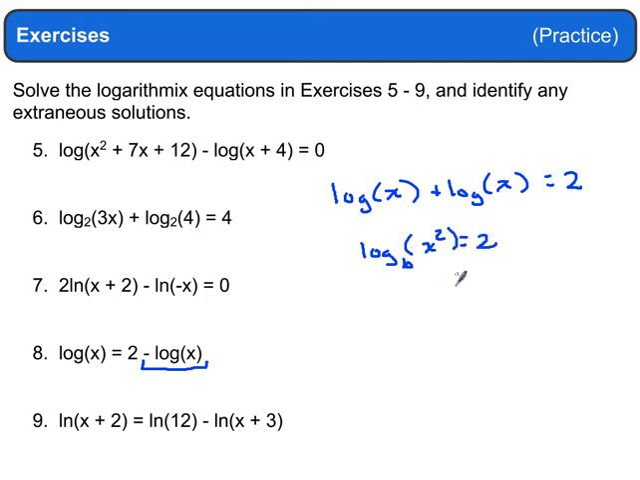Our base is a 10, so we scoop it up. And so 10 squared is 100. So you get x squared equals 100. And the square root of 100 is x equals 10.